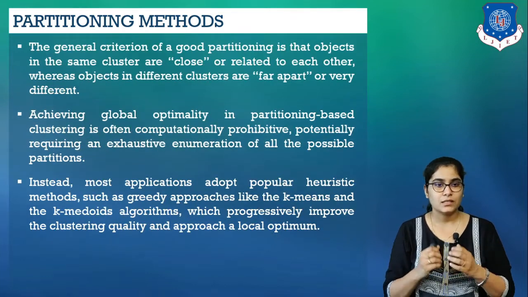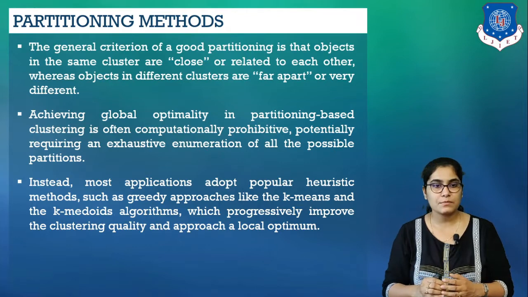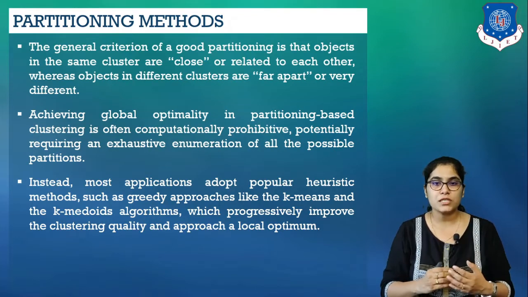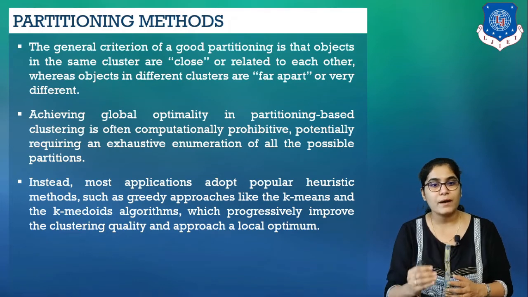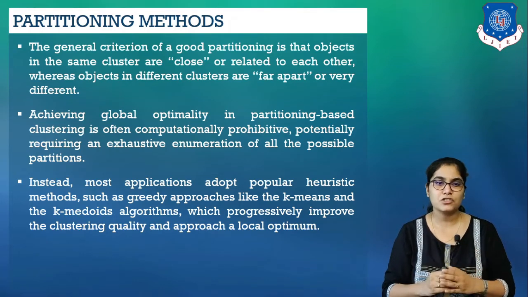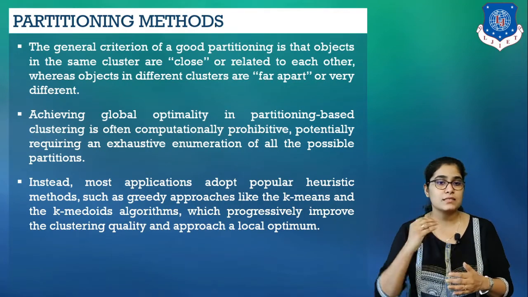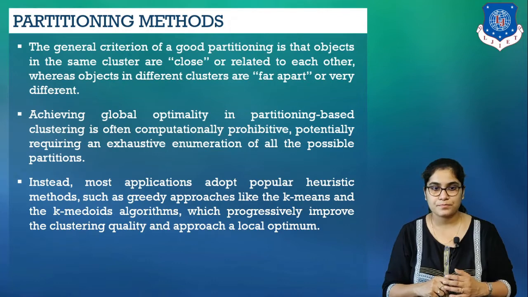The general criteria of a good partitioning is that objects in the same cluster are close or related to each other, whereas objects in different clusters are far apart or very different. There are various kinds of other criteria of judging the quality of partitions. Traditional partitioning methods can be extended for subspace clustering rather than searching for full data space. This is useful when there are many attributes and the data are sparse.